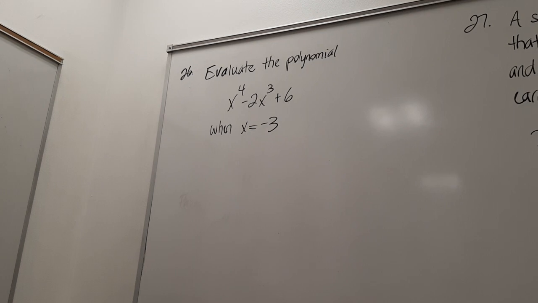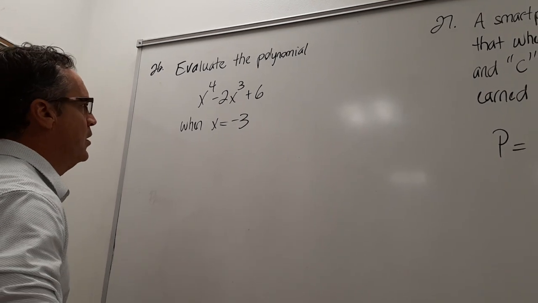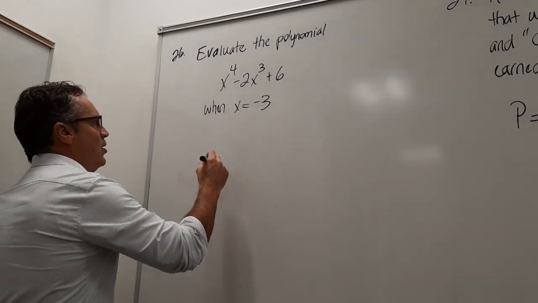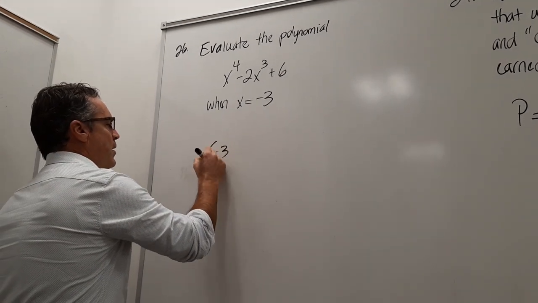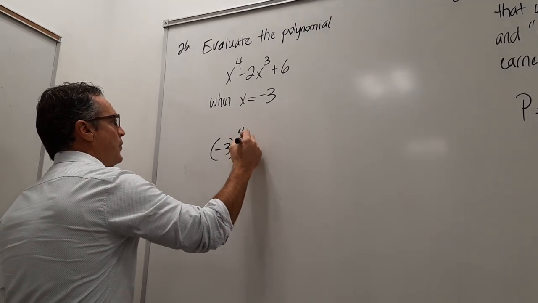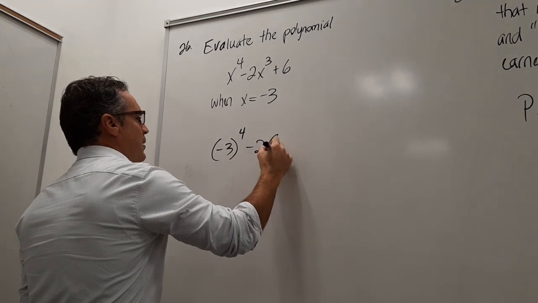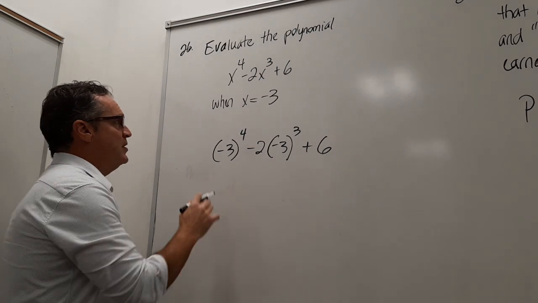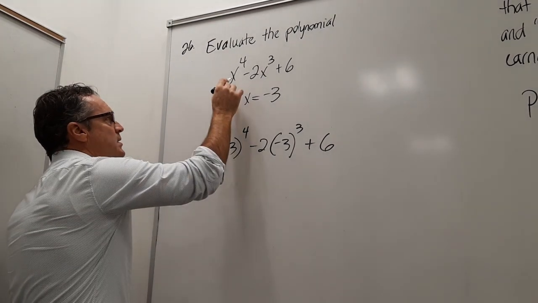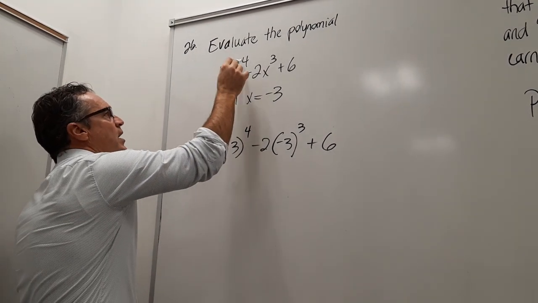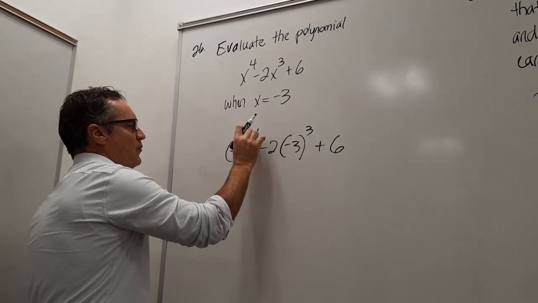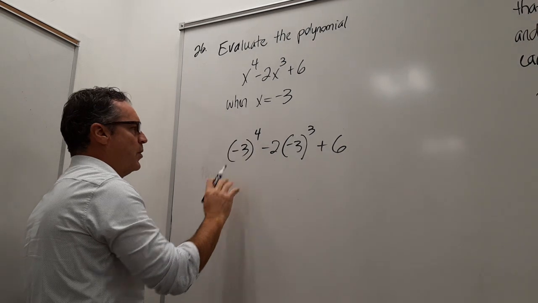Let's look at 26. Evaluate the polynomial x to the fourth minus 2x to the third plus 6 when x equals negative 3. We do have to understand that that negative 3 will have a parentheses around it to the fourth, and minus 2 times negative 3 to the third, and plus 6. Why does it have a parentheses around it? Because x is what is being raised to the fourth power, and we're saying x equals negative 3, therefore negative 3 is being raised to the fourth power, not just 3. The negative is part of it.